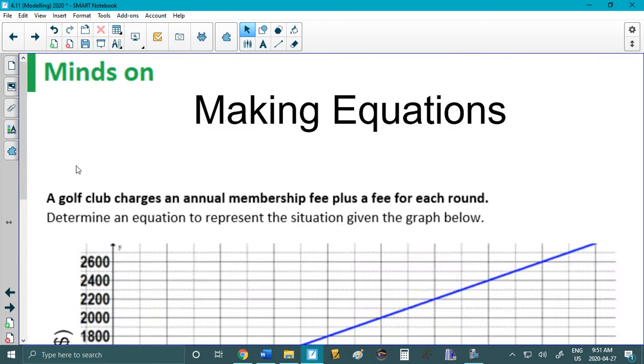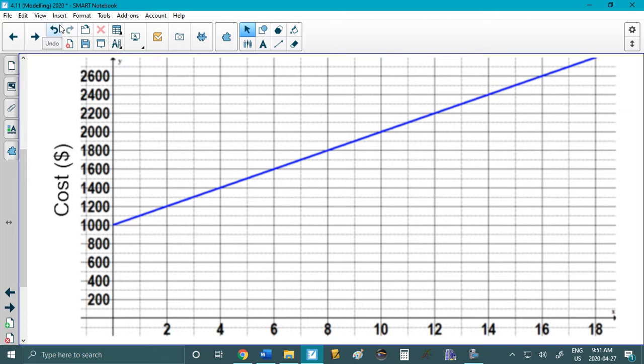All right, so we're asked to determine an equation again. Step 1, we need the initial value.